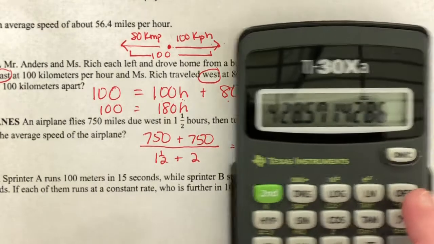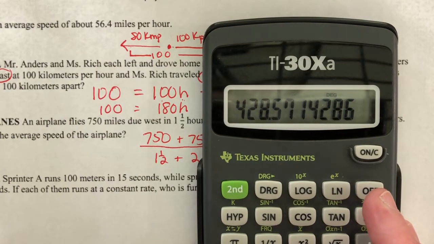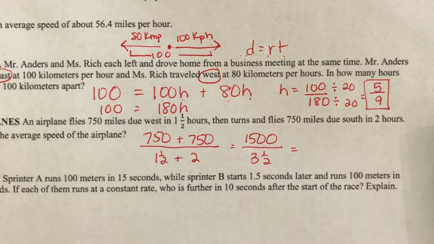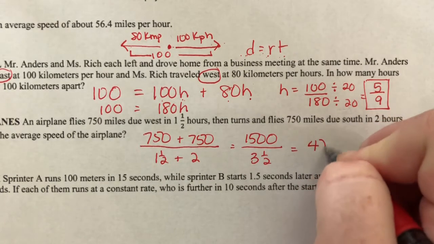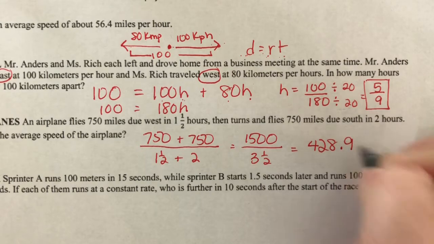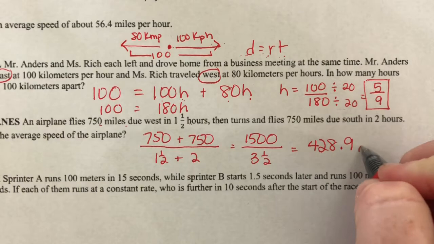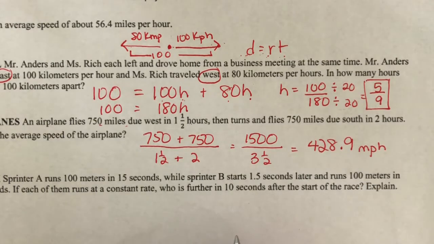And I get 428.5714, blah, blah, blah. And it says, what's the average speed? It doesn't ask us to round. I'm going to round to the nearest tenth, so that's 428.9. And they were traveling in miles per hour, so that's mph.